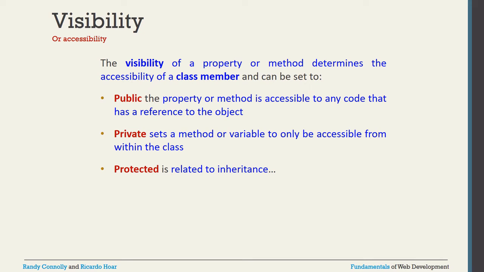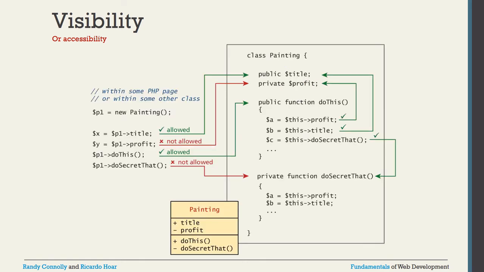One more important thing is called visibility. The visibility of a property or method determines the accessibility of a class member and can be set to public, private, or protected. So public, private and protected are the same as in C++ and Java. Public means the property or method is accessible to any code that has a reference to the object, private sets a method or variable to be accessible only from within the class, and protected is related to inheritance. This is again an OOP property.